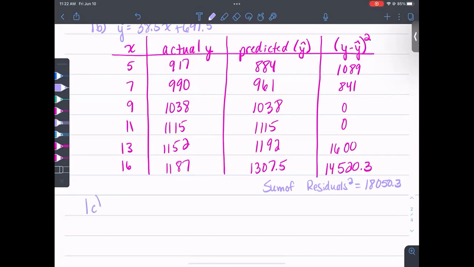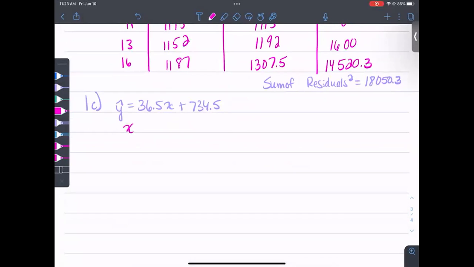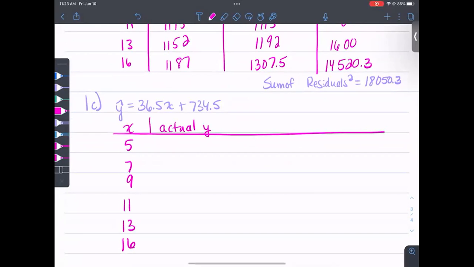Okay. So now for 1C, we're going to repeat that whole process. For our second line, we wrote 36.5x plus 734.5. So the first two columns of my table are exactly the same because that comes from the original table we were given. 5, 7, 9, 11, 13, and 16 with y values 917, 990, and so on.